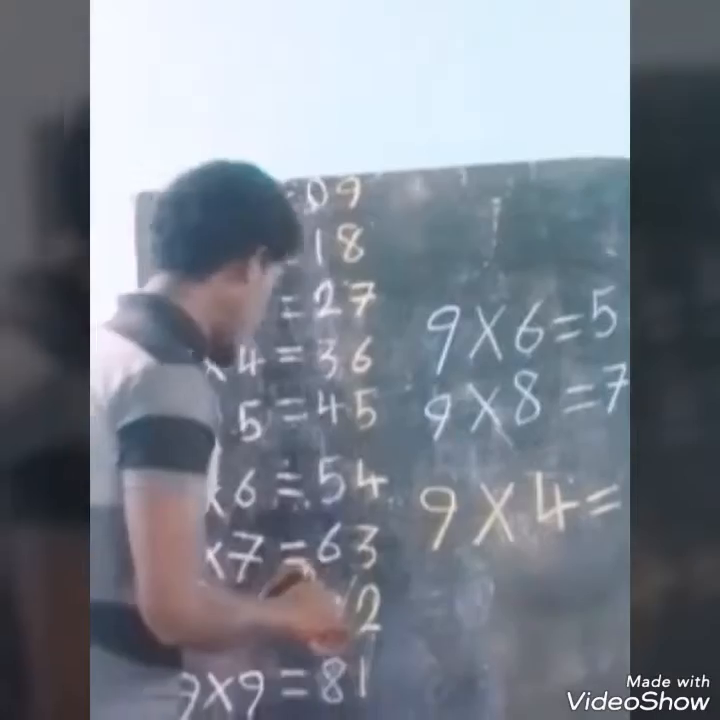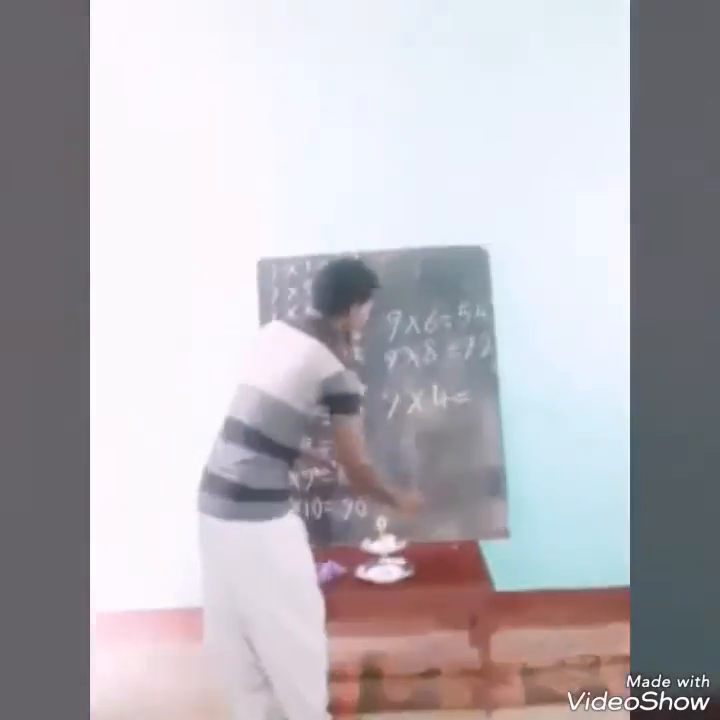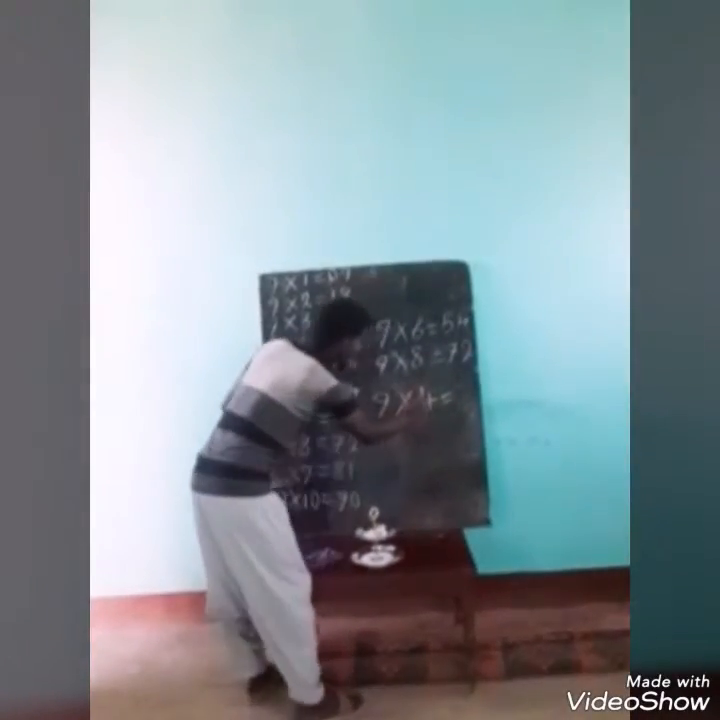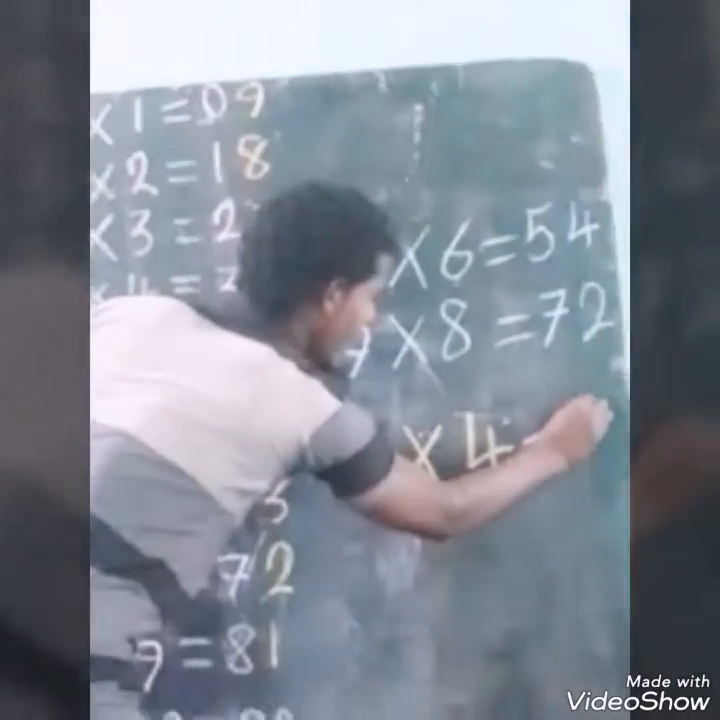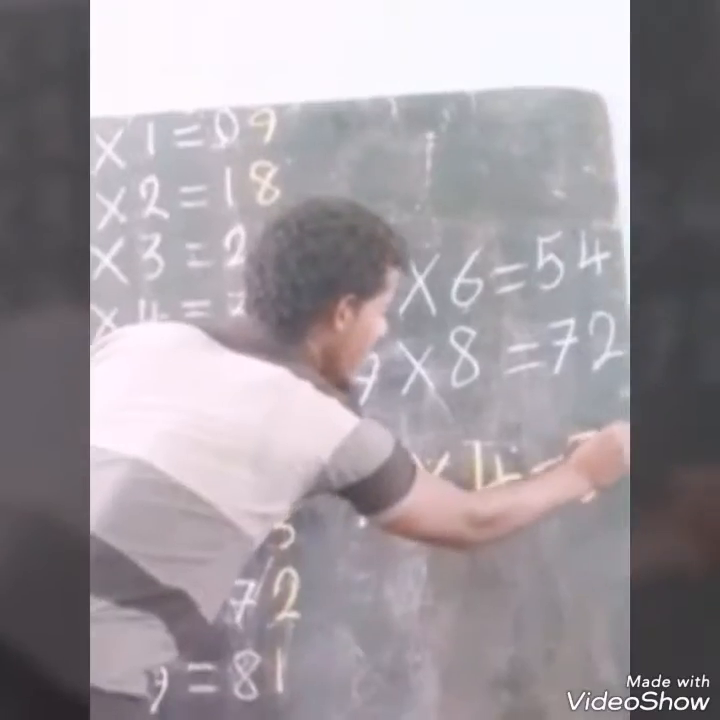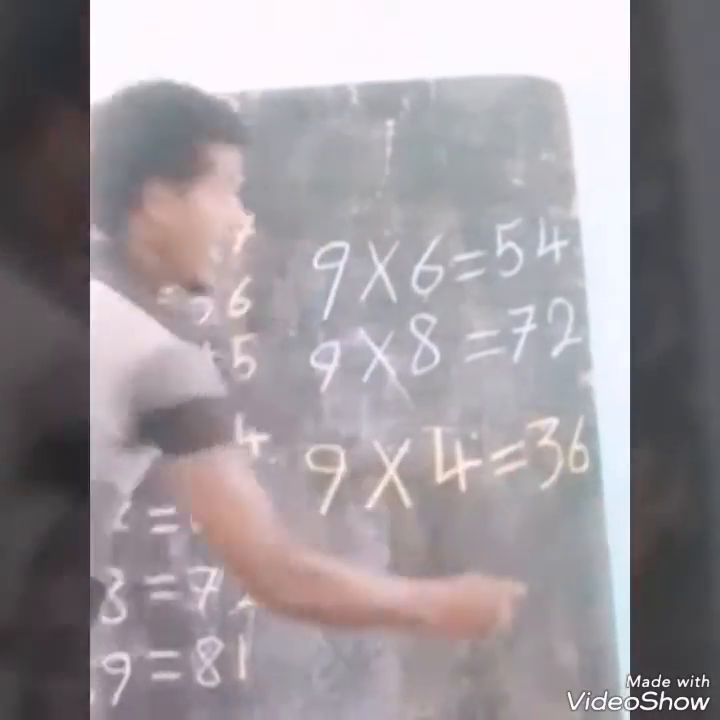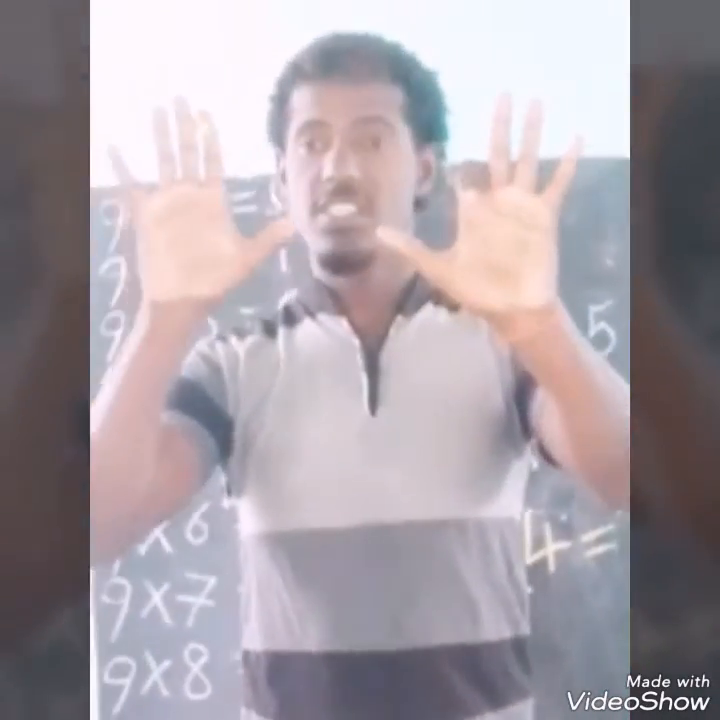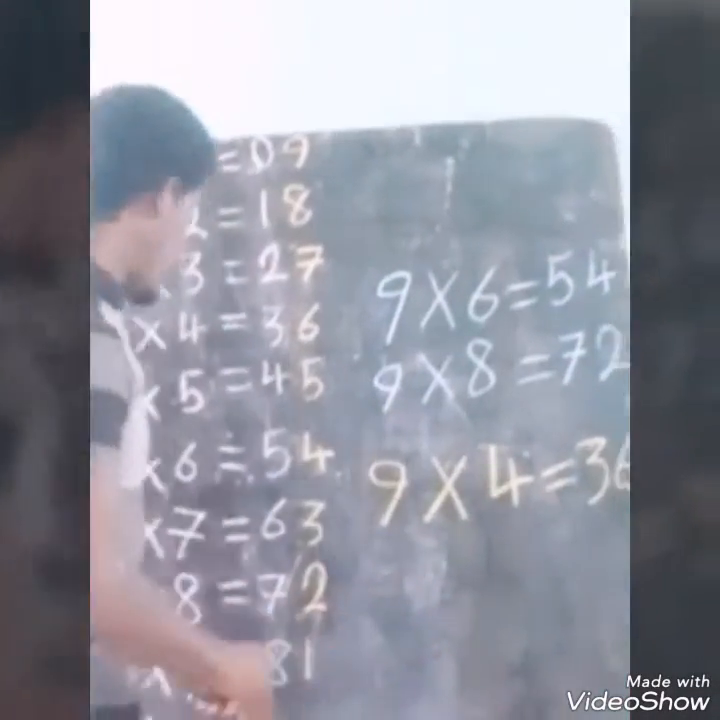36. So let us see. 30, as I said, minus 1, 30, complete this number to 10, 6. And here I got 36.